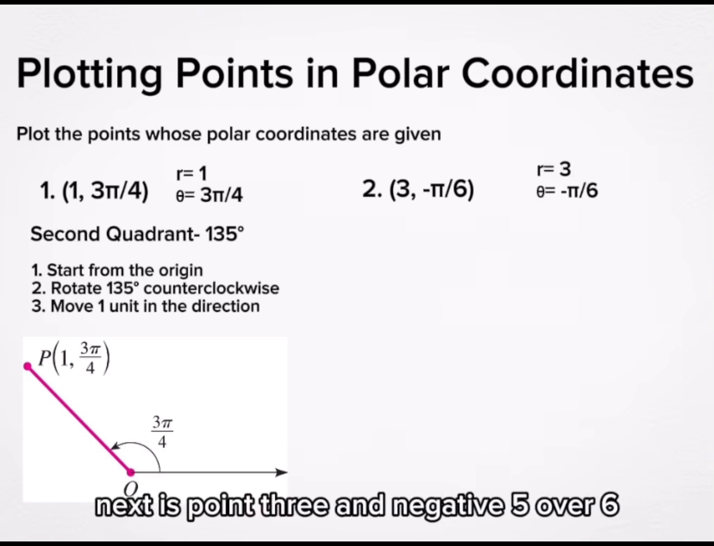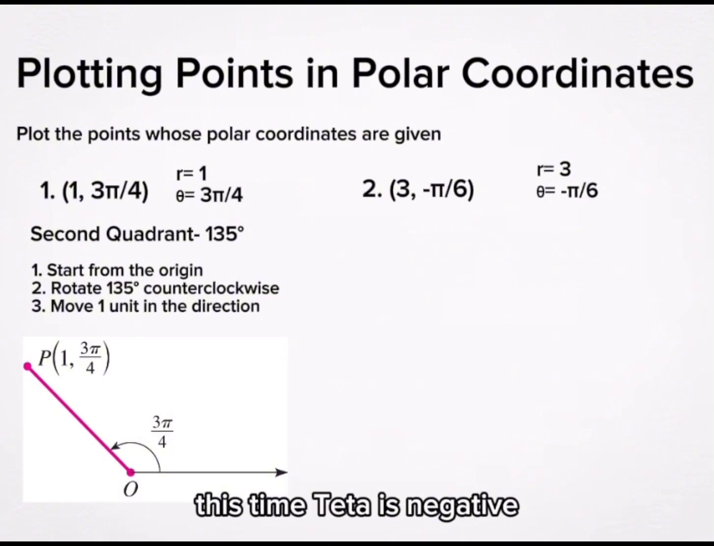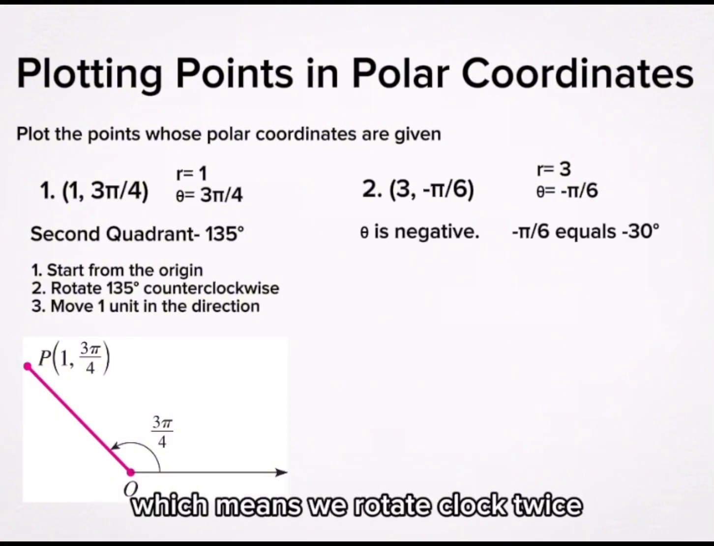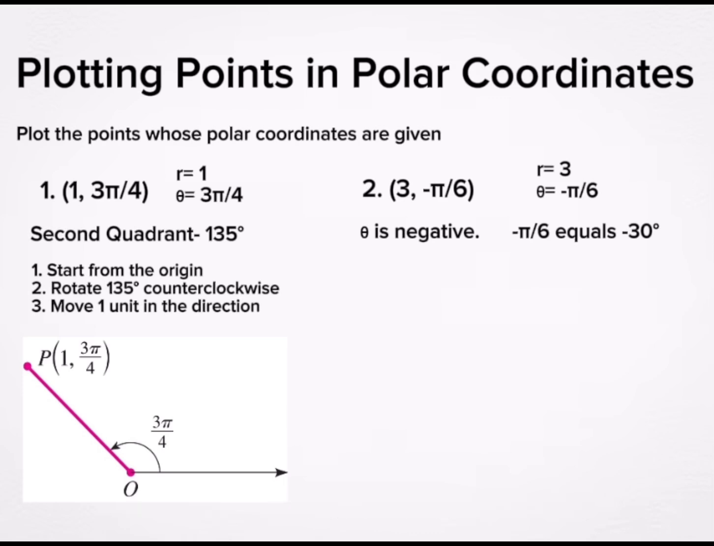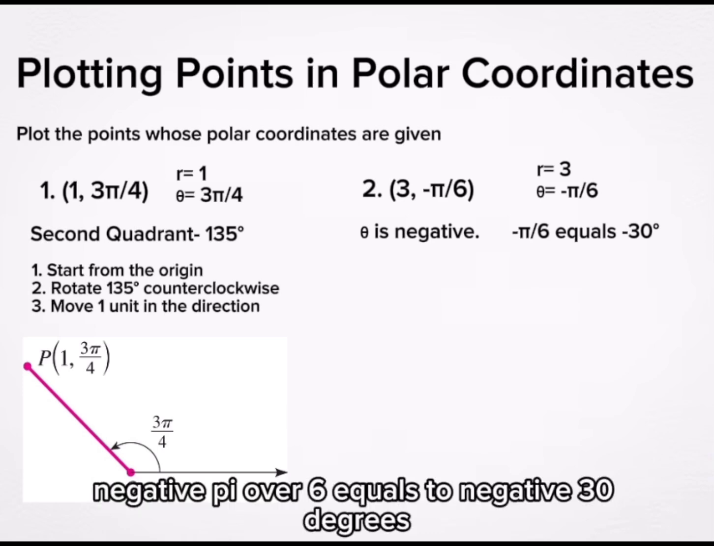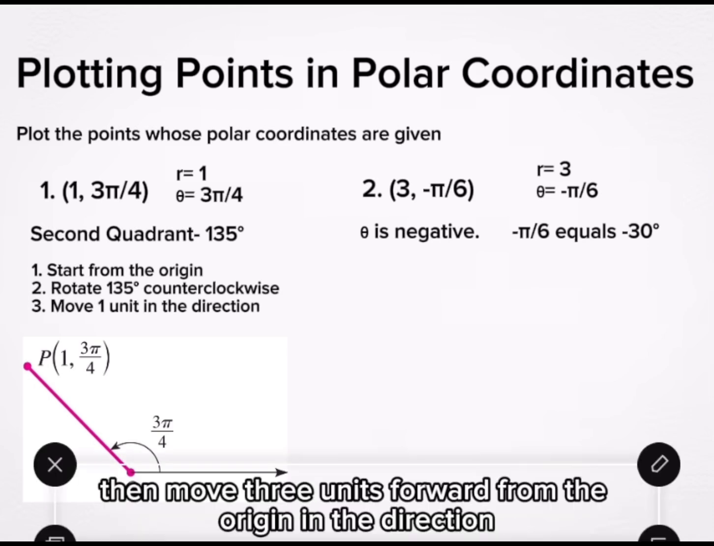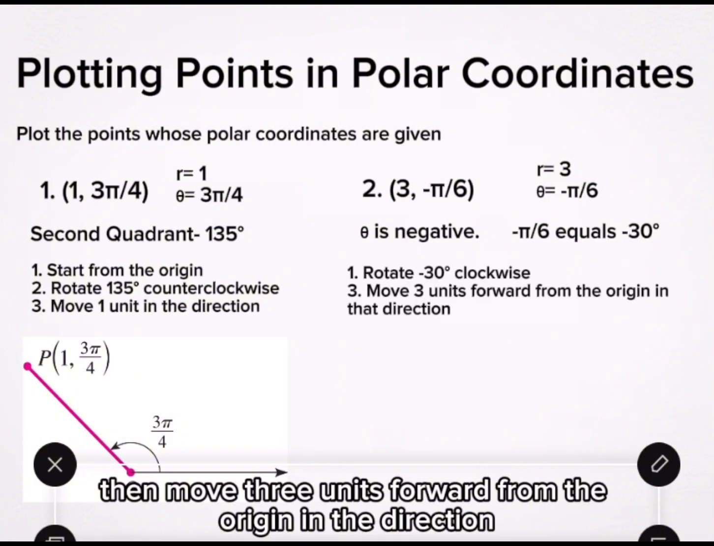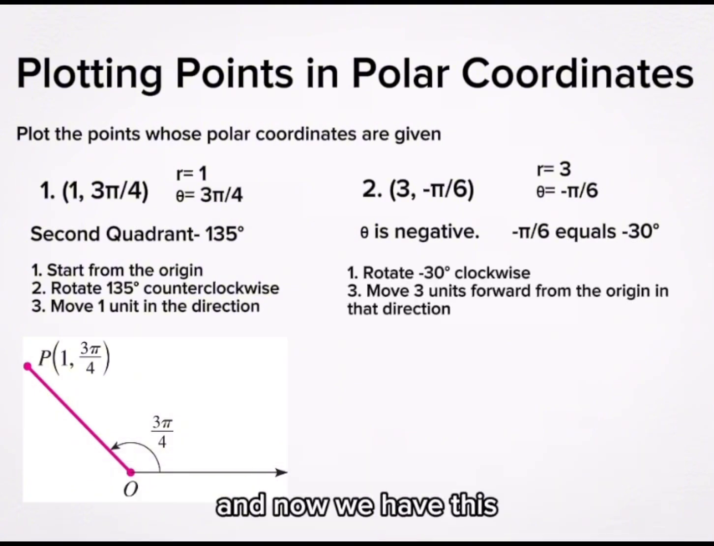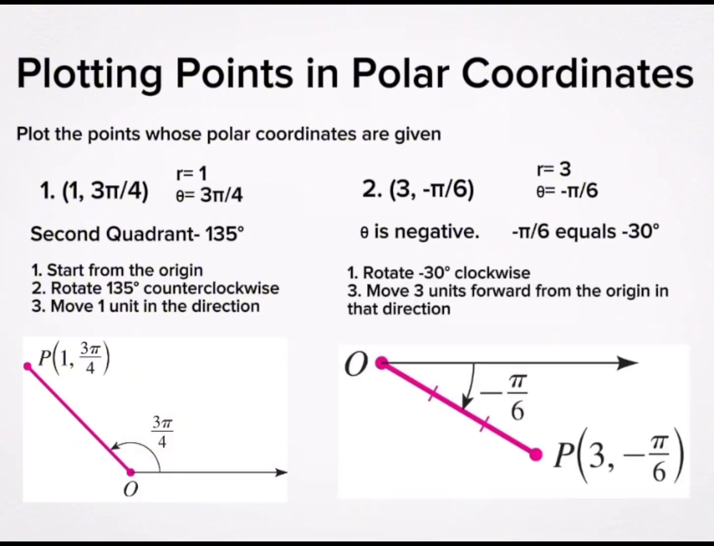Next is the point 3 and negative pi over 6. This time, theta is negative, which means we rotate clockwise. Negative pi over 6 is equal to negative 30 degrees. So we rotate 30 degrees clockwise, then move 3 units forward from the origin in that direction. And now we have this.